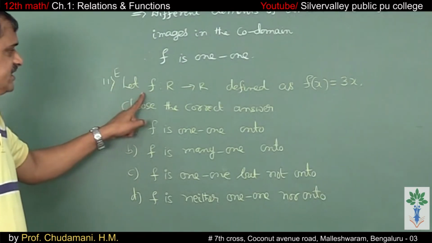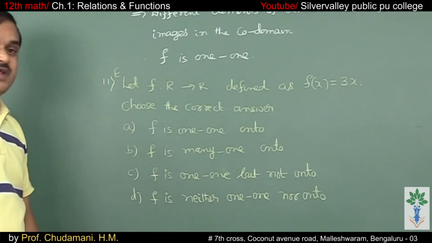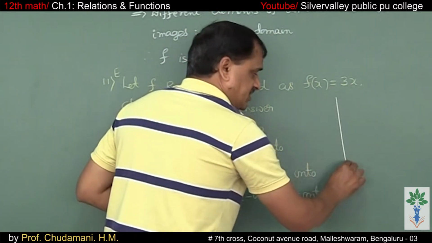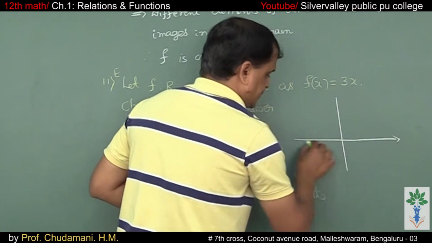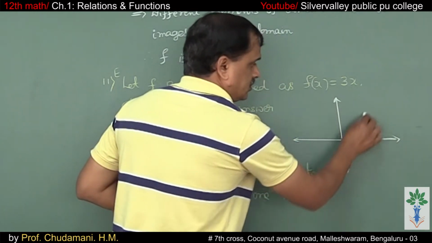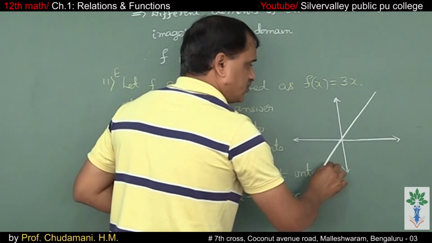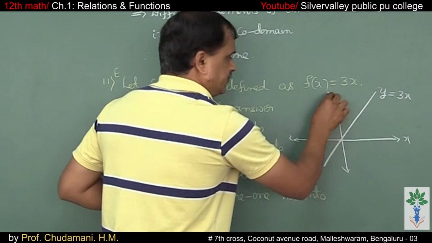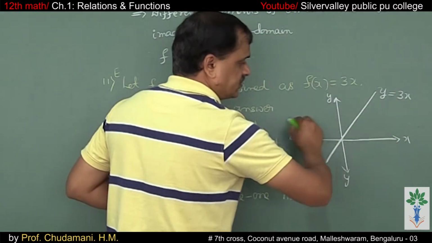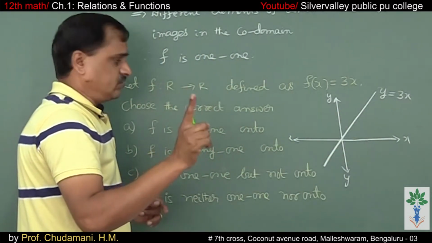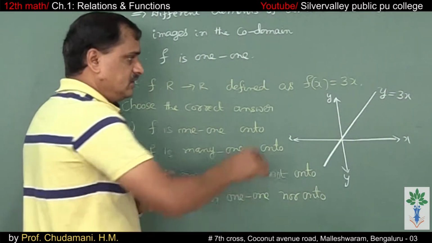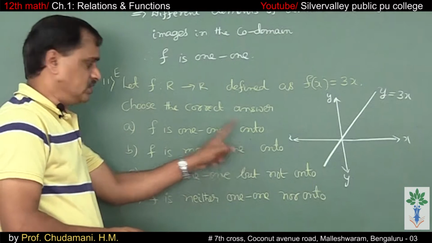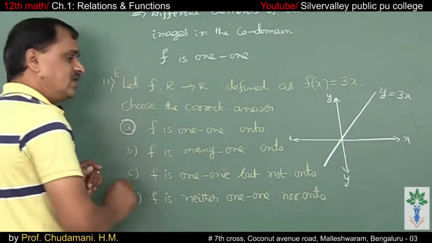11th one. Let f from R to R be defined by f of x is equal to 3x. See, y is equal to 3x means it is nothing but a straight line passing through the origin, you know. It is a linear function. y is equal to mx, y is equal to 3x. Correct? If you cut horizontally, it gets cut at only one point, see. Clearly it is one-one function. If you cut vertically, again only one point. That's why it is onto also.